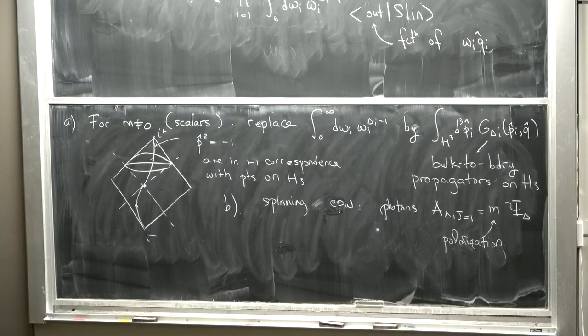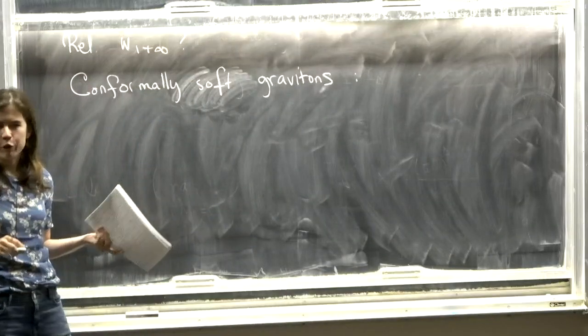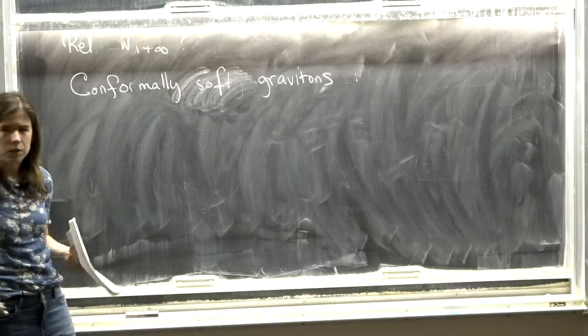OK, so what's the relation to W1 plus infinity? The relationship is like this. There are conformal primary gravitons that one can write down. And these conformally soft gravitons are just conformal primary versions of the soft gravitons that we discussed before.